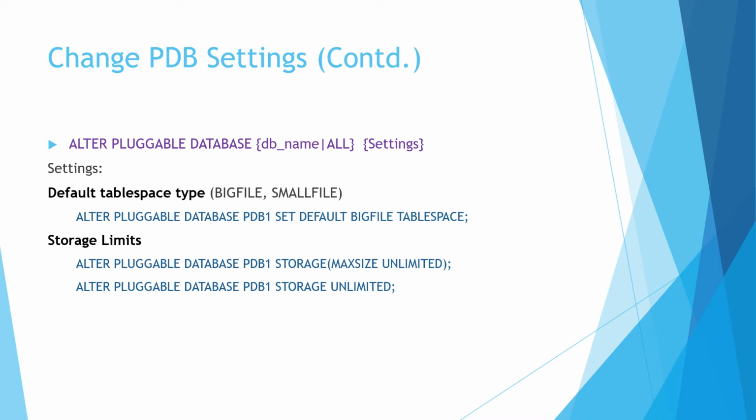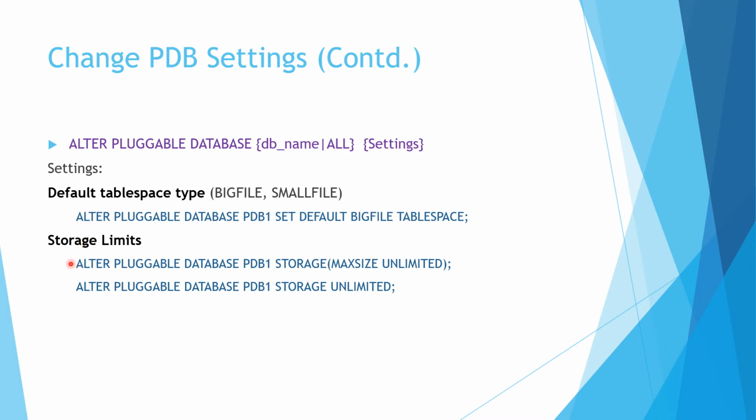The default tablespace type for a database and storage limits can also be altered. As an example, the alter database set default bigfile tablespace will cause any new tablespaces in the database to be created as bigfile tablespaces. The storage settings can be changed as shown.